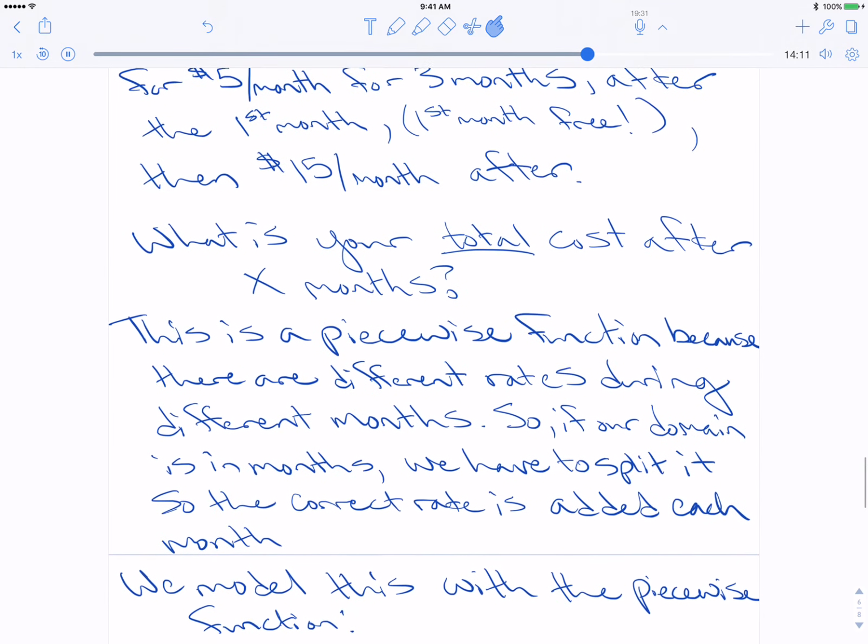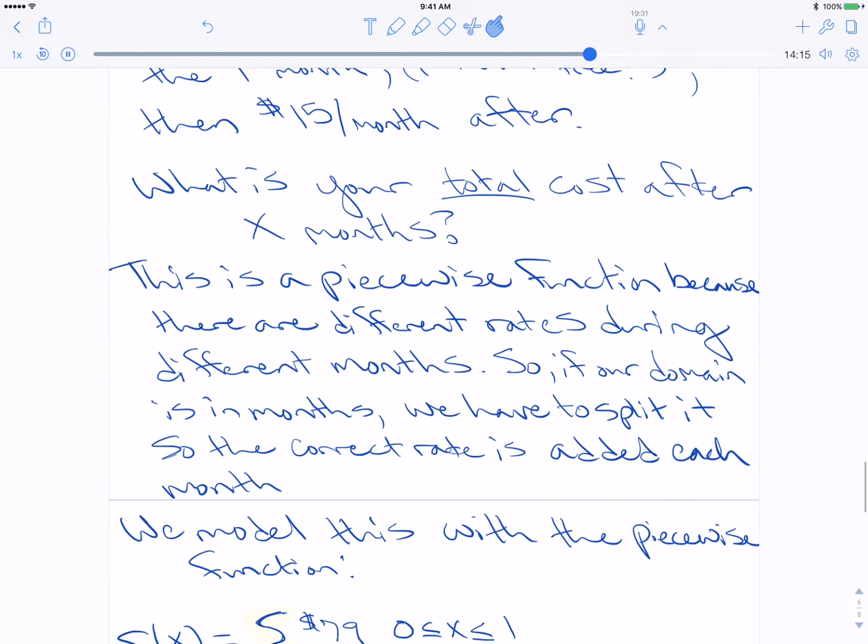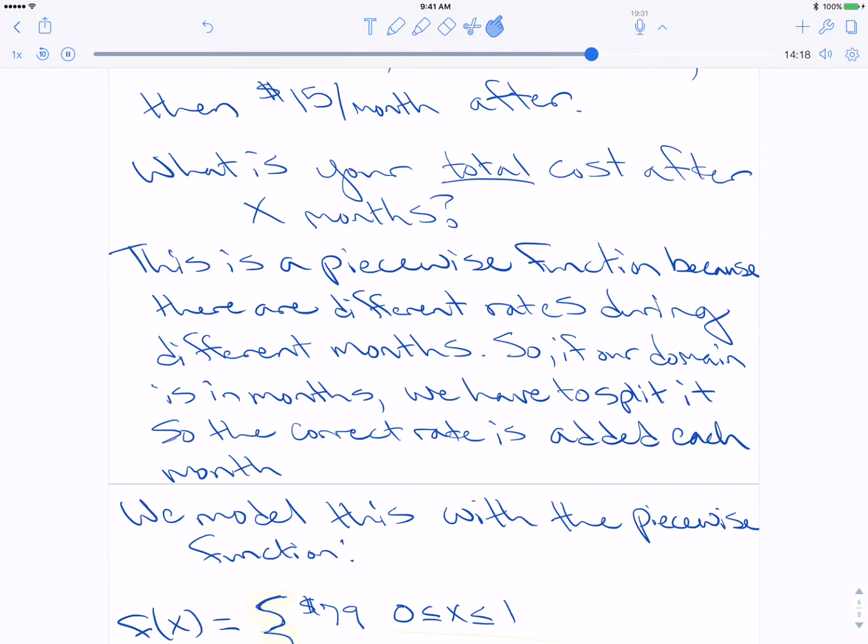So we have to model this with a piecewise function, right? So I write f of x is equal to this big squiggly bracket because I'm going to have more than one thing that it's equal to. Okay, this is important because there's more than one equation here, really. It's just that each equation corresponds to specific domain values.